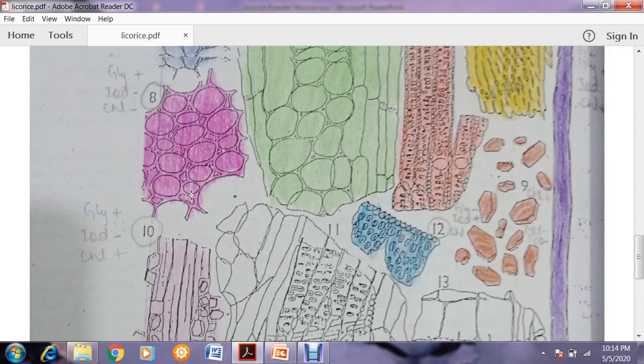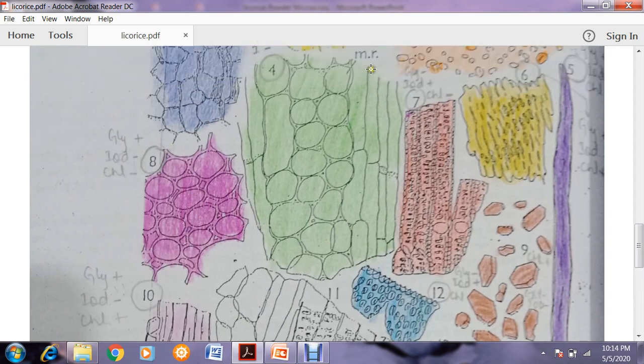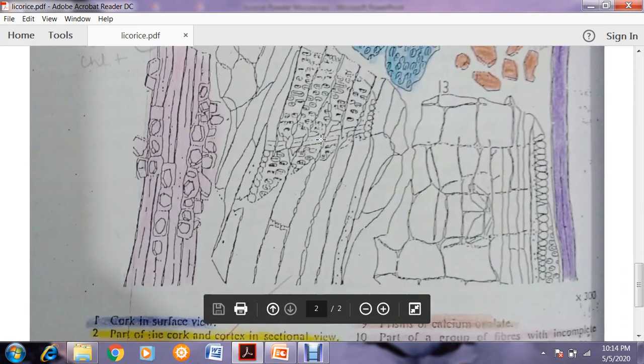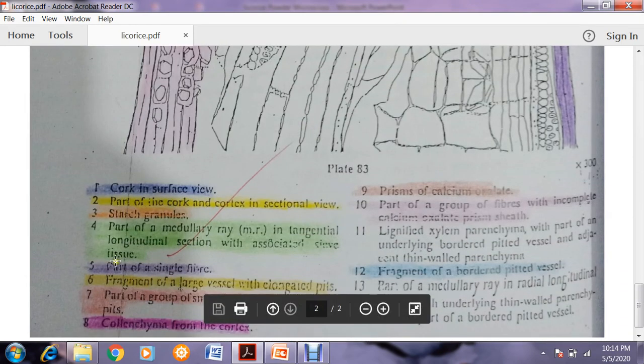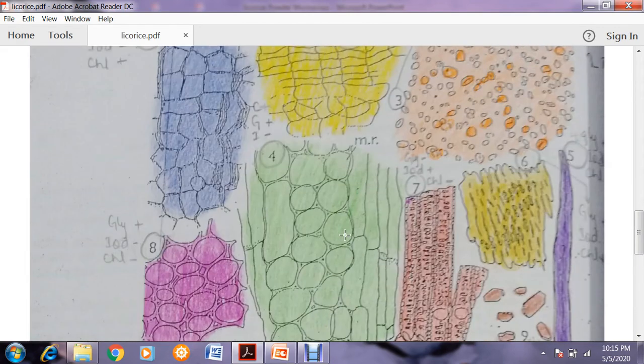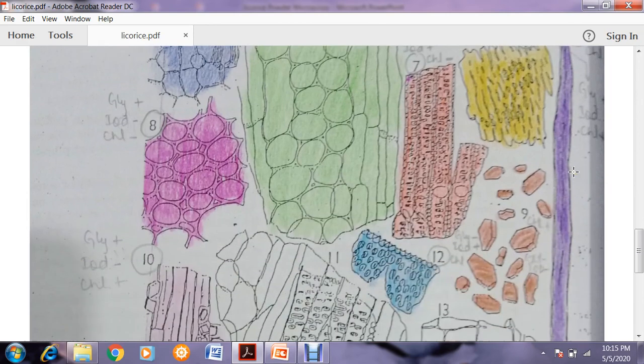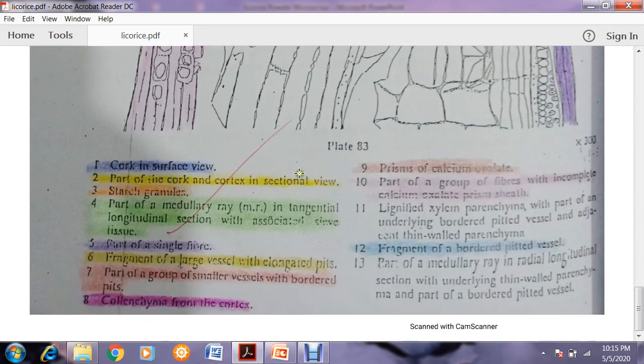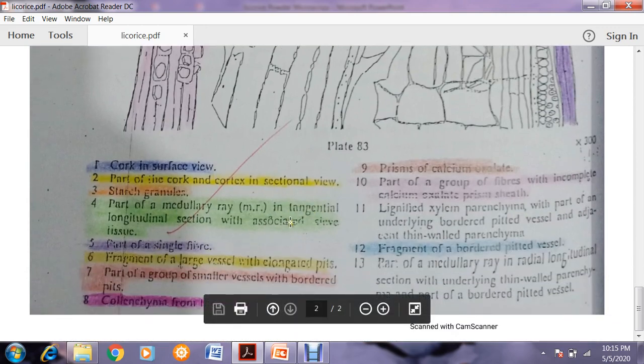Now we will see what is number 4, this structure. So these round sieve-like structure, what is this? This is medullary ray. These round cells, these are medullary ray in tangential longitudinal section with associated sieve tissues. Definitely medullary ray is associated with the sieve tissues. Now number 5 in purple color, this is what? This is a long fiber. Okay, part of a fiber, single fiber.